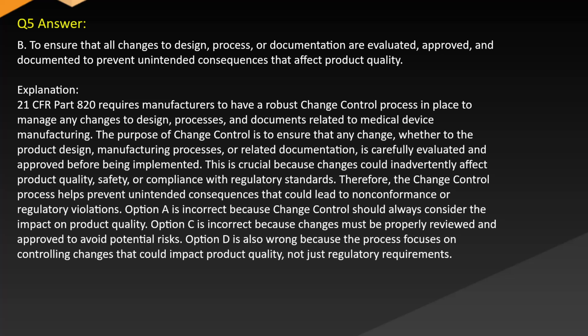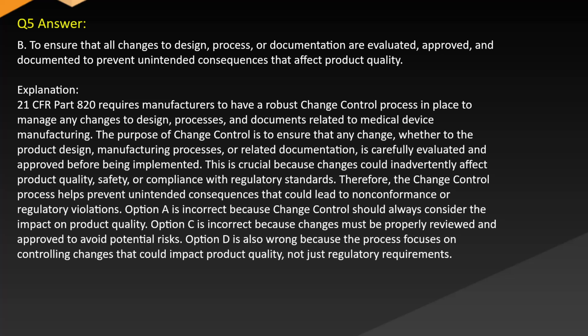Answer. B. To ensure that all changes to design, process, or documentation are evaluated, approved, and documented to prevent unintended consequences that affect product quality. Explanation. 21 CFR Part 820 requires manufacturers to have a robust change control process in place to manage any changes to design, processes, and documents related to medical device manufacturing. The purpose of change control is to ensure that any change, whether to the product design, manufacturing processes, or related documentation, is carefully evaluated and approved before being implemented.